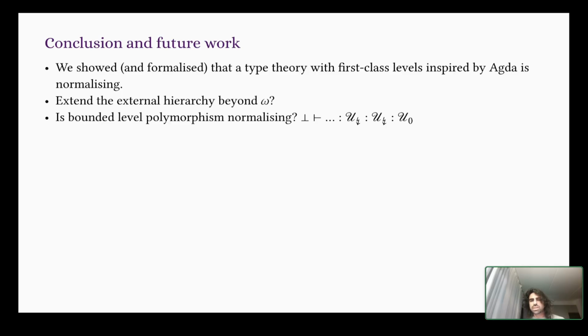So this is a bit less clear, because if you have bounded level polymorphism, this means that for any level you have a type of levels less than that level. And so if you're in an inconsistent context, then all of these types are inhabited. So given a level, you can always find a level that's smaller than it. And so in an inconsistent context, you sort of have an infinite decreasing hierarchy of universes.